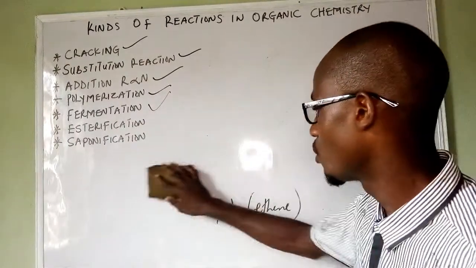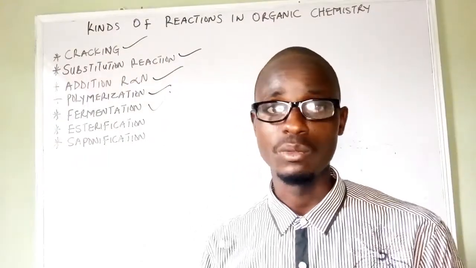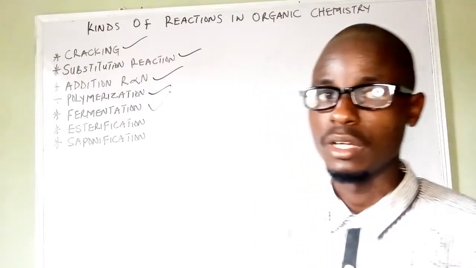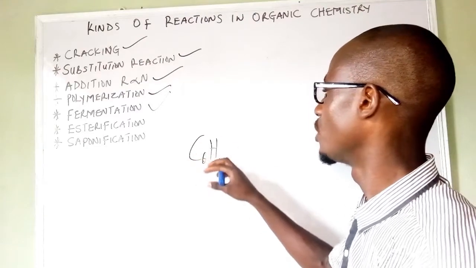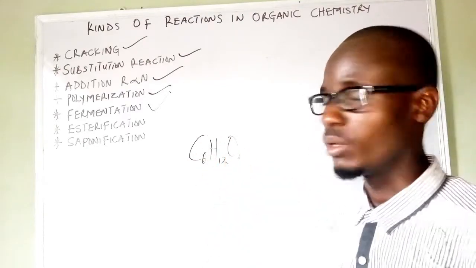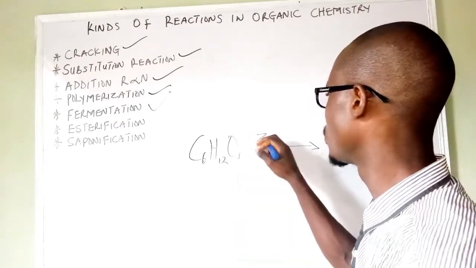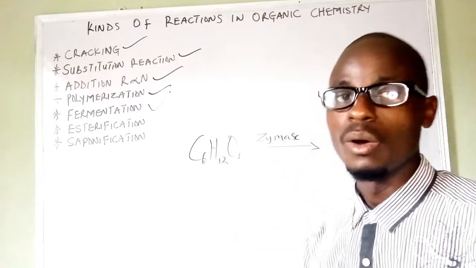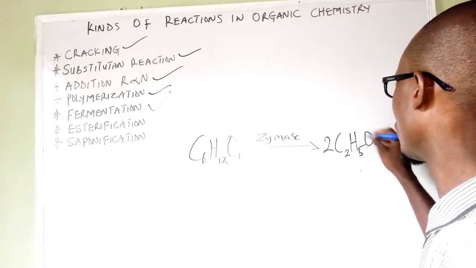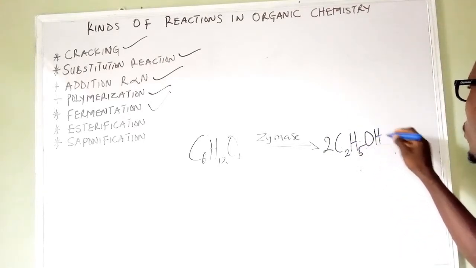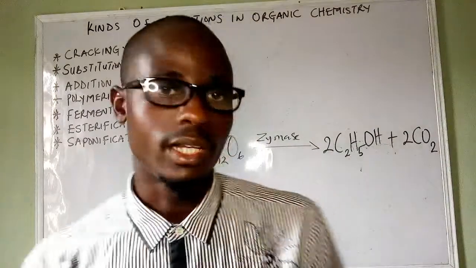Fermentation has to do with breaking down of bigger molecules such as starch, glucose, and all that to produce smaller molecules like alcohol. So if I have a molecule of glucose, C6H12O6, it undergoes a breaking down process by the action of a bacteria and an enzyme called zymase. I'm going to end up forming two molecules of ethanol plus two molecules of CO2. That is what I will eventually form at the end of the reaction.